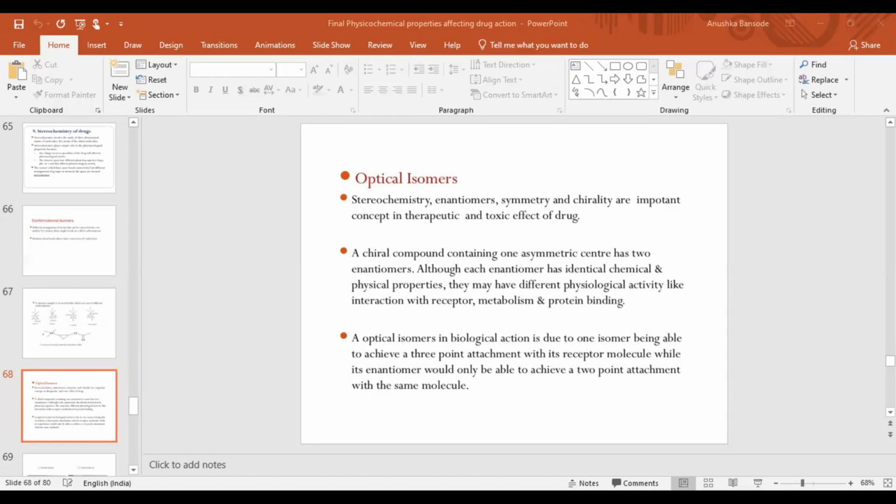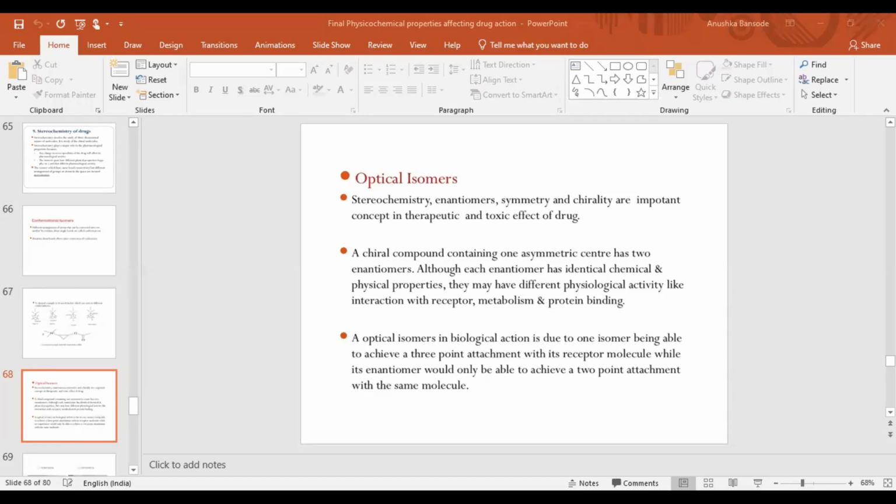Now, the next example for optical isomerism, we can also quote S-methyldopa, which is an active antihypertensive, whereas R is inactive. And a third example which we can quote is amphetamine, where S is 3 to 4 times more stimulant than the R form, right?